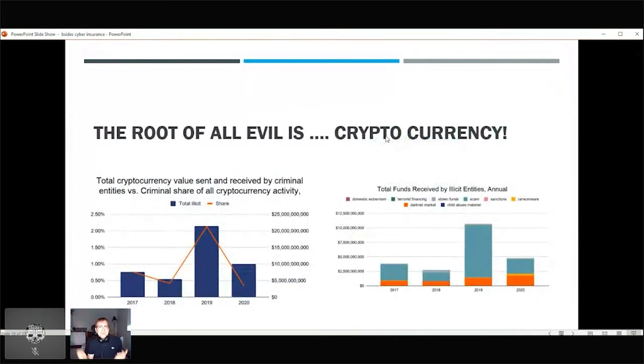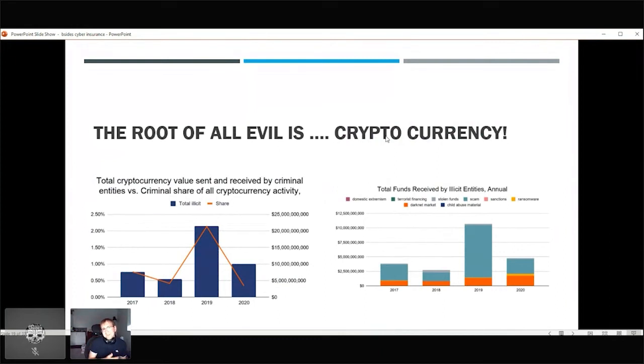And well, the other problem is obviously, I'm not against crypto. I don't invest or trade in crypto, but the main reason why criminals are using this kind of strategy is that it's very easy to basically get paid and launder money from crypto, right?